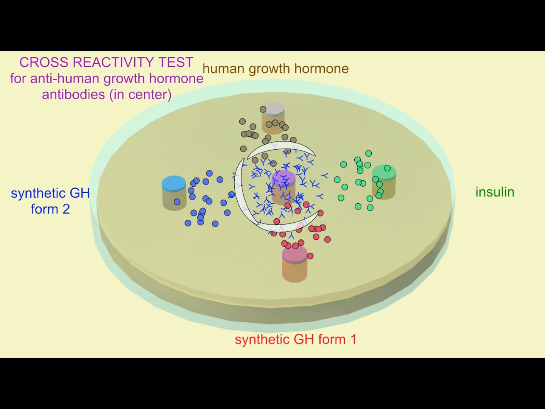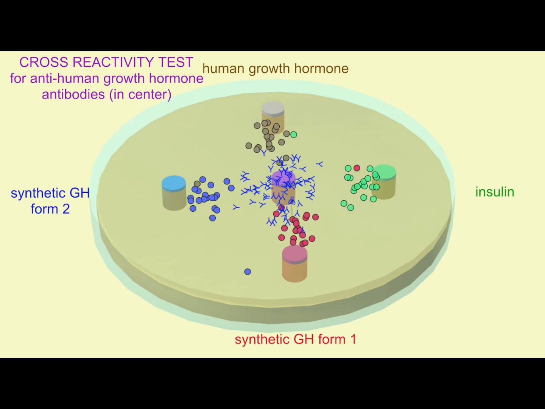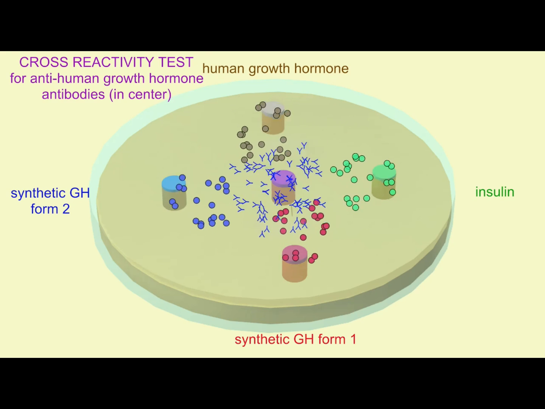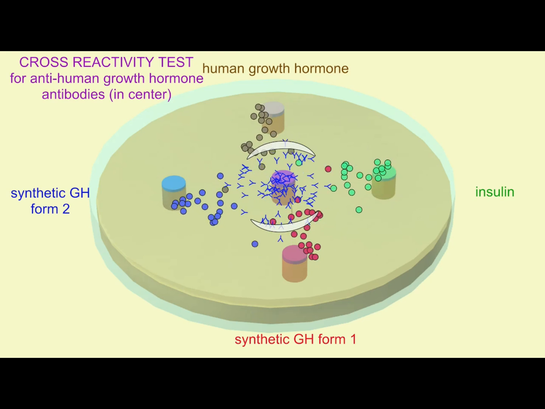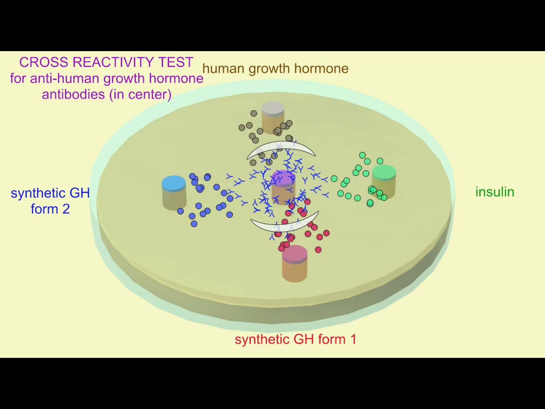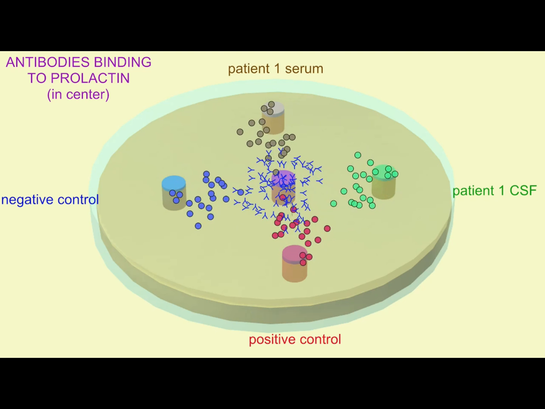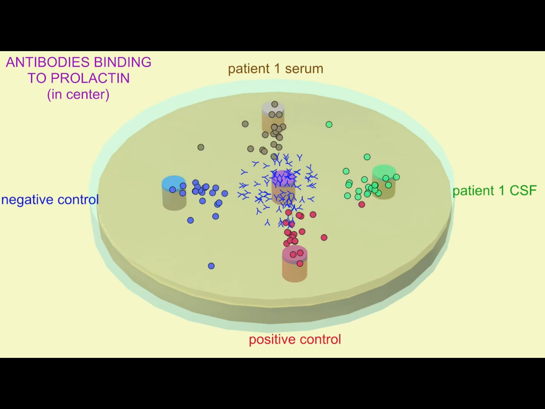If one is testing for synthetic forms of growth hormone, which may not be identical to human growth hormone, then it would be of interest to know whether the antibody binds to these synthetic forms in addition to the human growth hormone. In the third example, 2 of the wells are control wells.